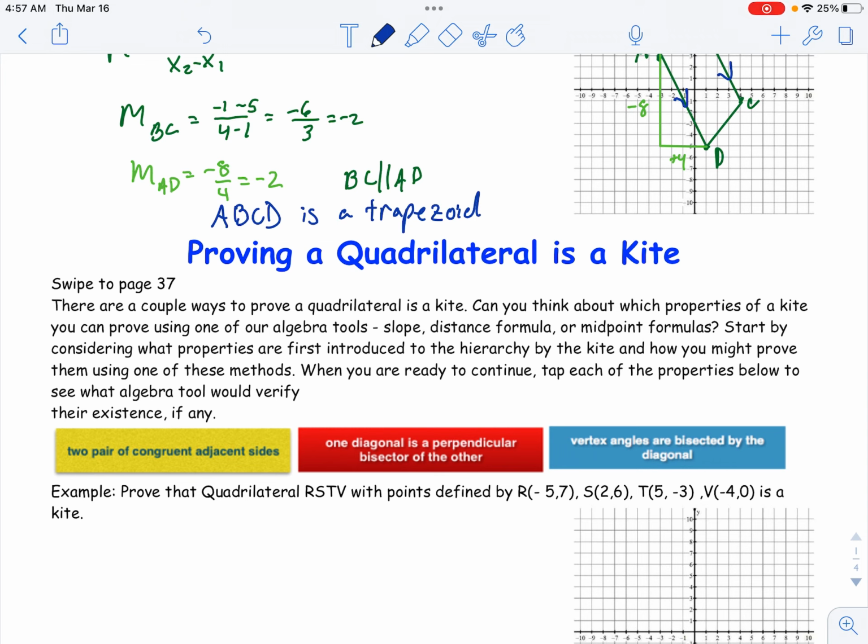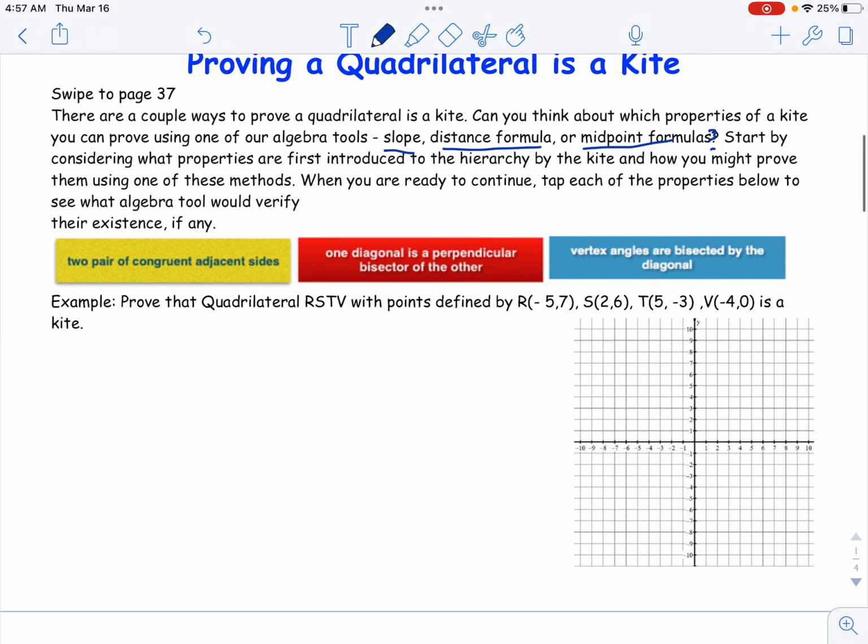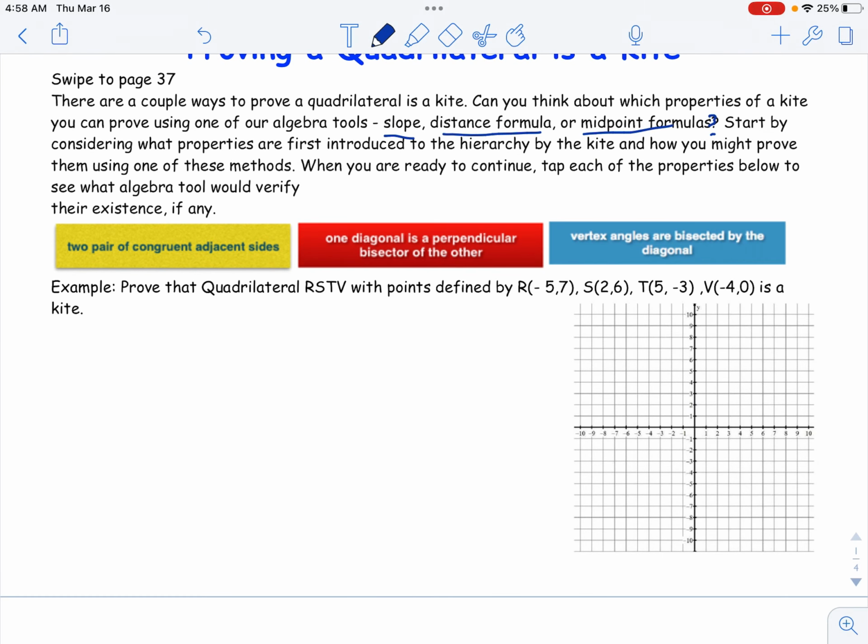Okay, now we're going to do a kite, alright? For kites, there are a couple ways to prove that as a kite. You can think about which properties you can prove using one of our algebra tools. So we could use slope, distance formula, midpoint formula, which one are we going to use? Alright, so we could consider what properties are first introduced to the hierarchy by the kite and how you might use one of these methods. Alright, so this is what I would just do. Let's just go ahead and plot these points.